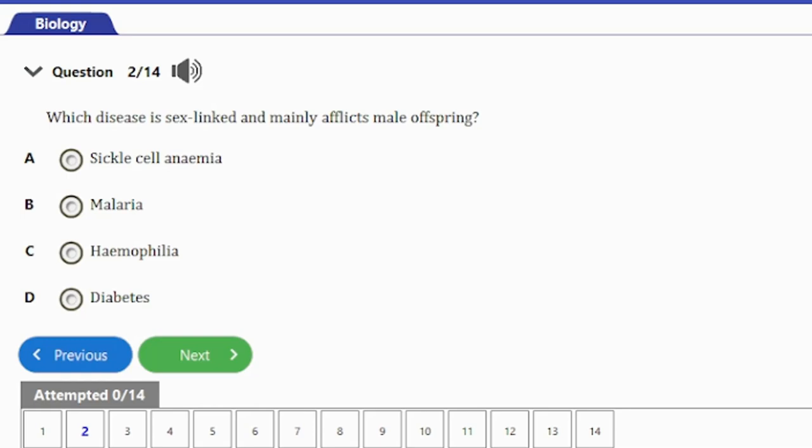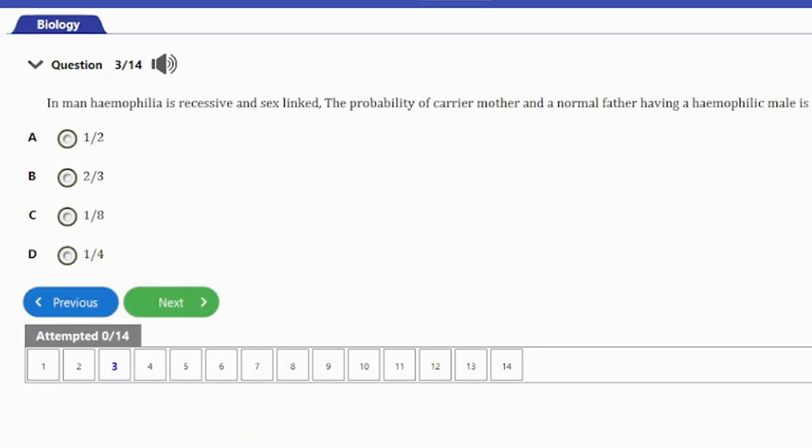Question number 2 here, it says, which disease is sex-linked and mainly afflicts male offspring? We have A, sickle cell anemia, B, malaria, C, hemophilia, D, diabetes. So the answer to this question is option C, and that's hemophilia. Let's go ahead and check out the next question.